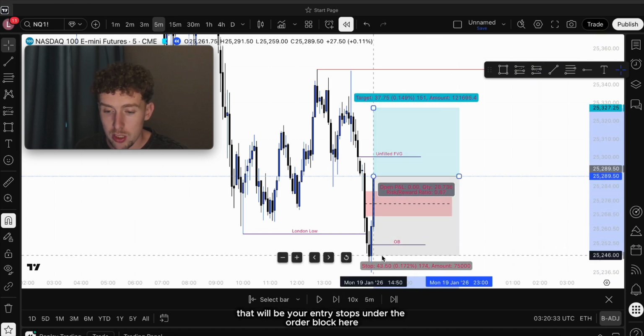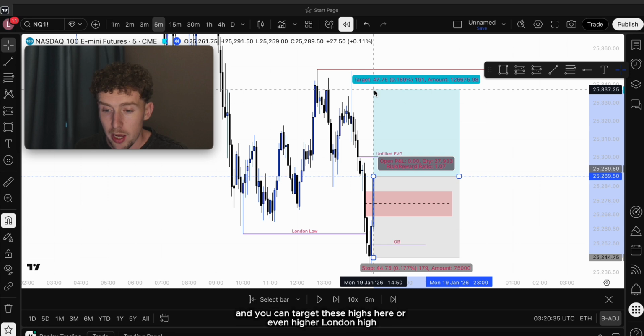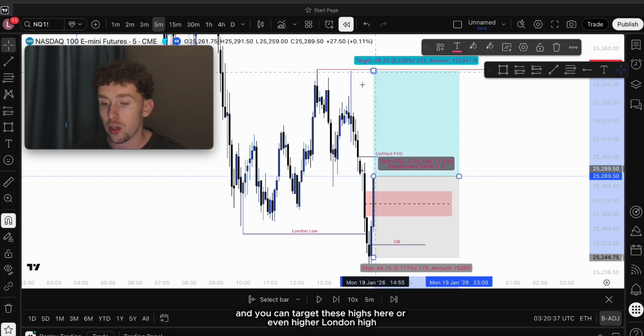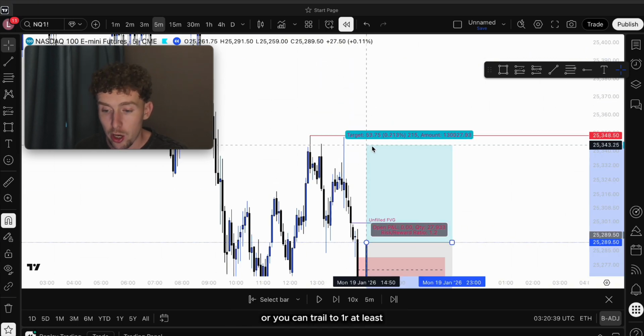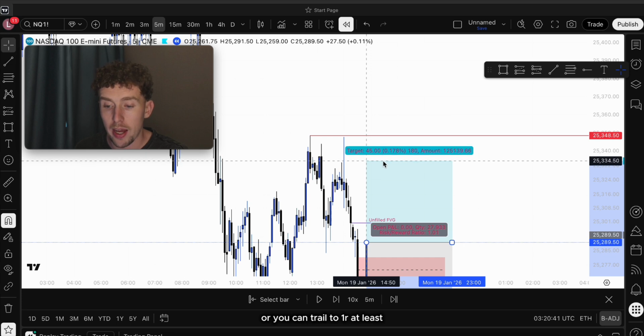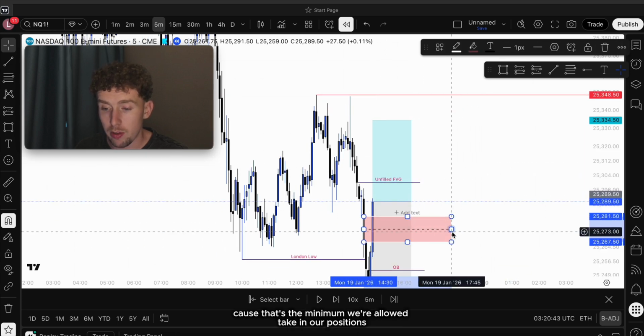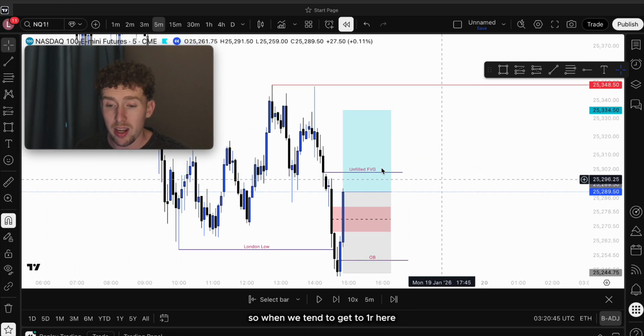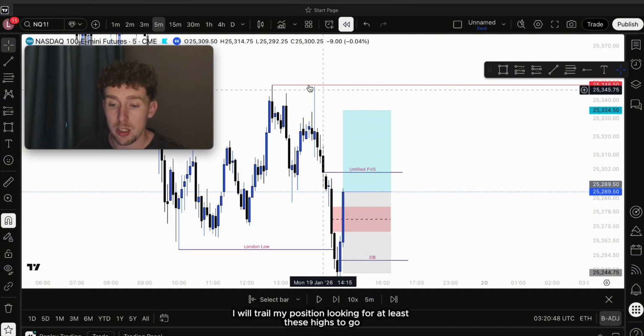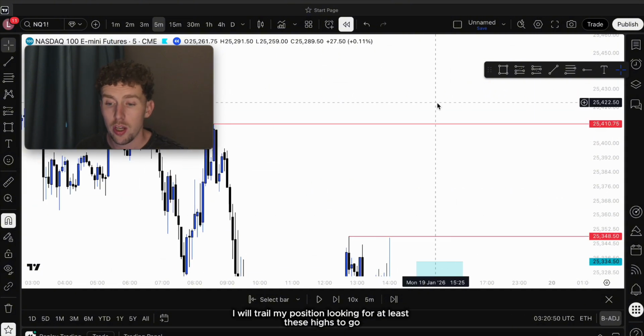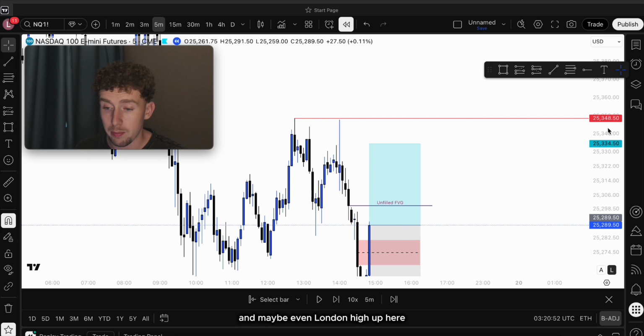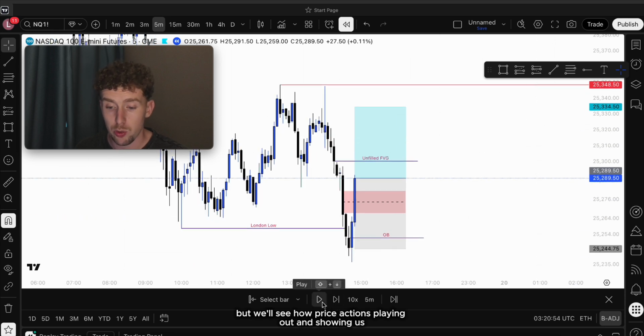That will be your entry, stops under the order block here, and you can target these highs here or even higher, London high, or you can trail to 1 hour at least, because that's the minimum we're allowed taking our positions. So when we tend to get to 1 hour here, I will trail my position, looking for at least these highs to go, and maybe even London high up here. But we'll see how price action is playing out and showing us.